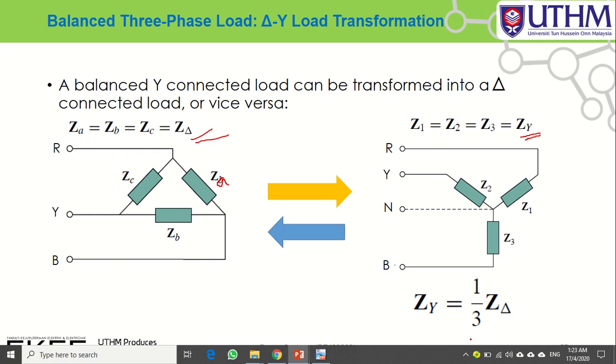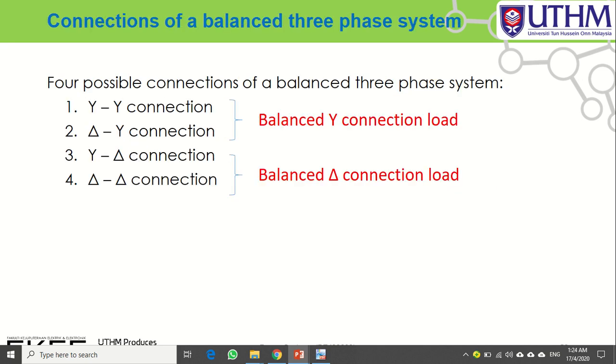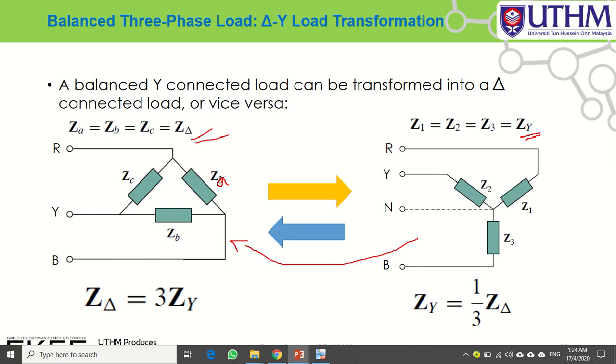Okay, if you want to transform from the Y to delta, Z delta equal to 3 times ZY. That's the difference. This is 1 over 3 Z delta, so Z delta equal to 3 times ZY. It's just a revision, so you have to remember this one.